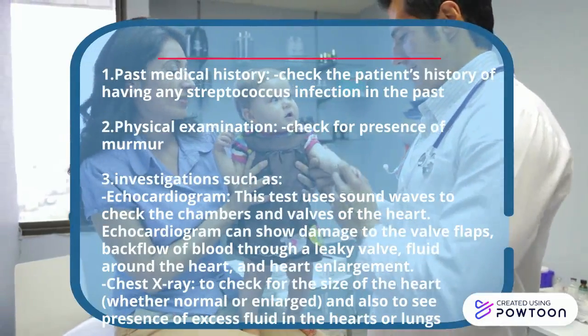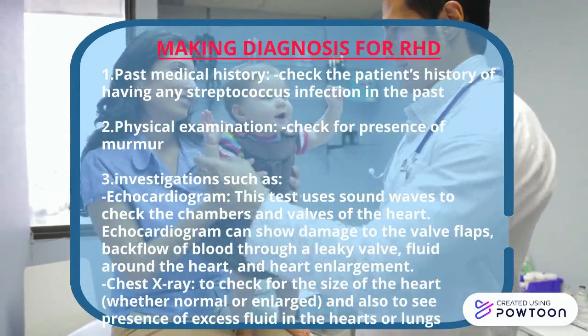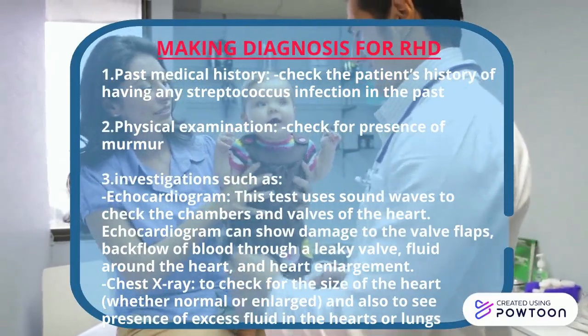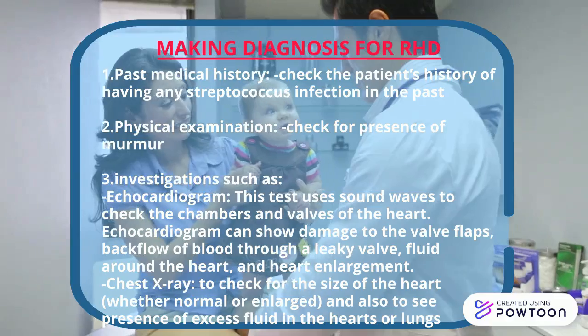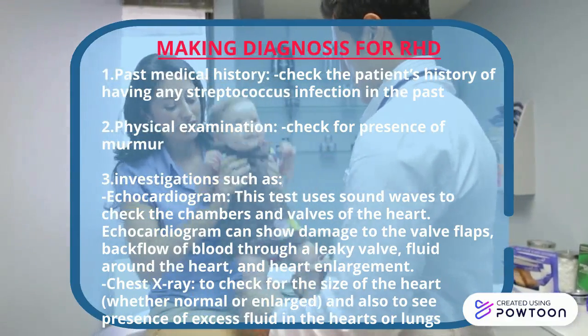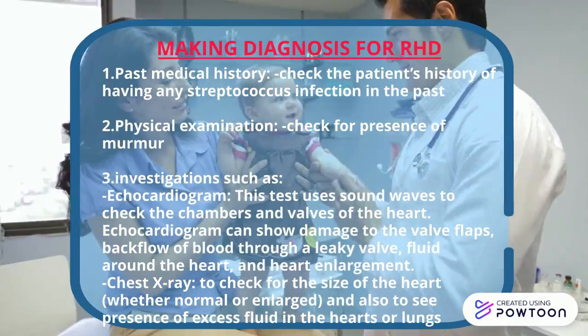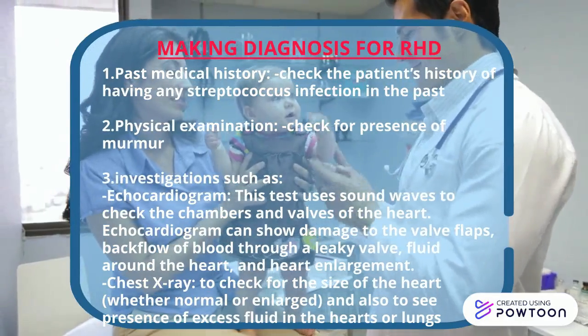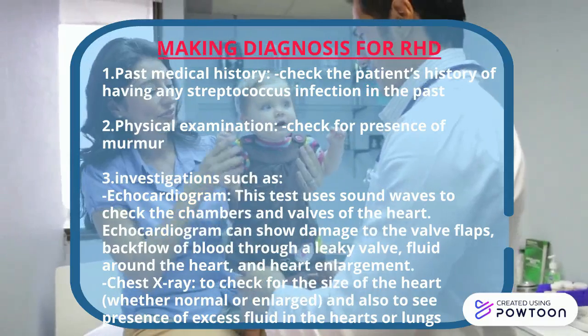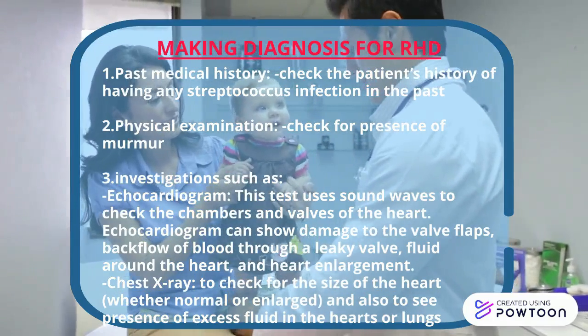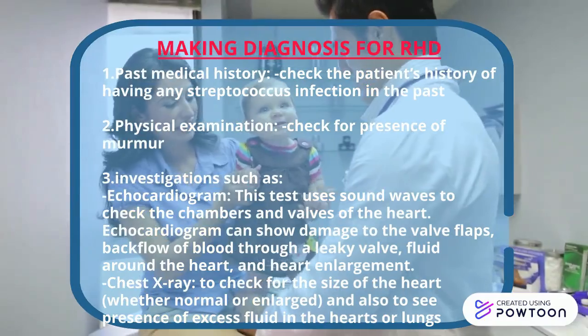When making a diagnosis for RHD, we need to check the patient's past medical history, do a physical examination, and do some tests such as echocardiogram and chest X-ray. For the past medical history, check whether the patient has had any streptococcus infection before, and when doing physical examination, check for any presence of murmur.